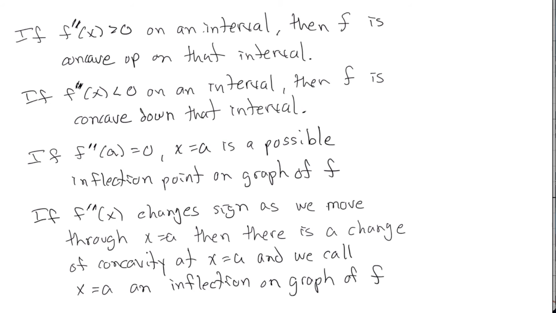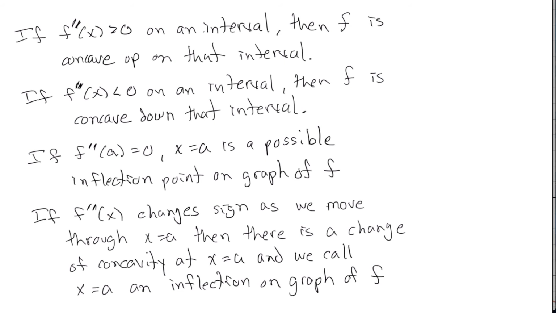So, the first derivative tells me about increase and decrease, and if there's a change in sign of the first derivative, we have a max or min. The second derivative tells me about concavity of the function. And at x equals a, if there's a change in sign of my second derivative, we're going to identify that as an inflection point.